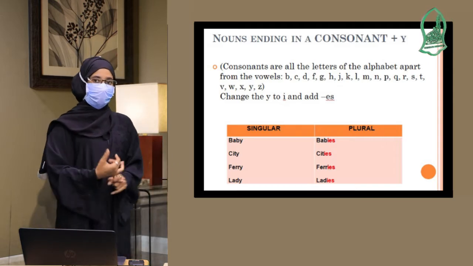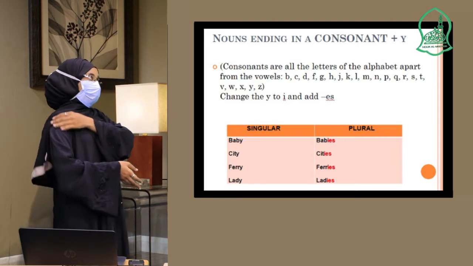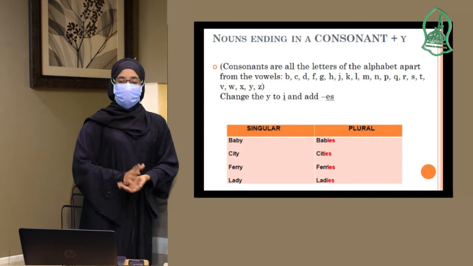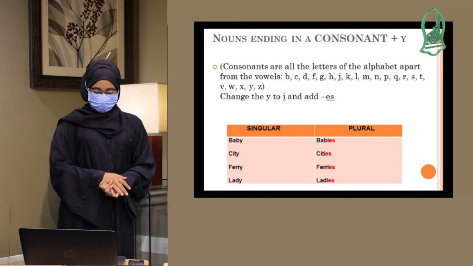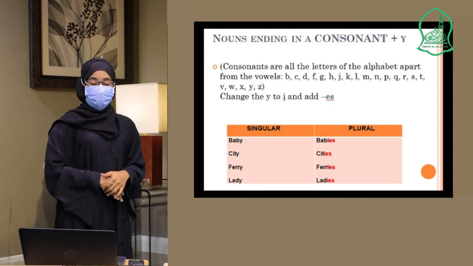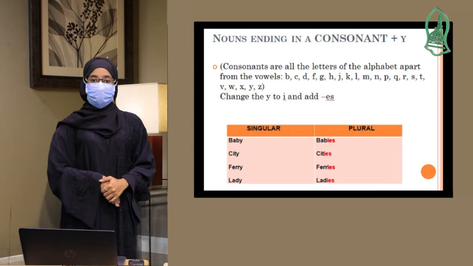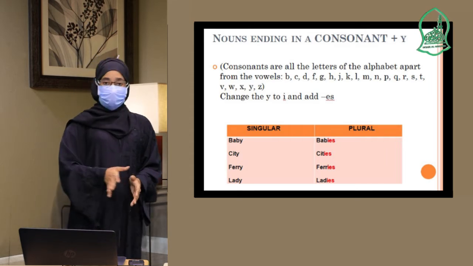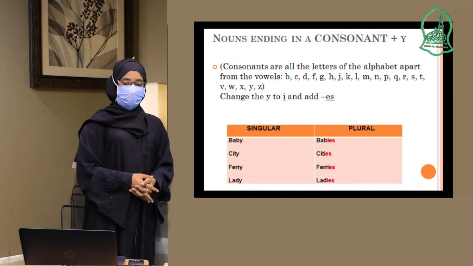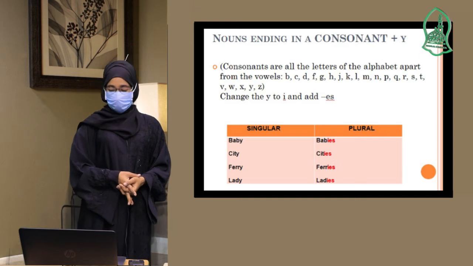So baby is one. When they are many, as we can see, the Y is not there, but there is IES, which becomes babies. And then we have the word city. City ending with consonant T plus Y, so we remove the Y and then we add IES, which becomes cities. And then we have the word ferry. Ferry ended with RY. RY, we remove the Y and then we add IES, it becomes ferries.